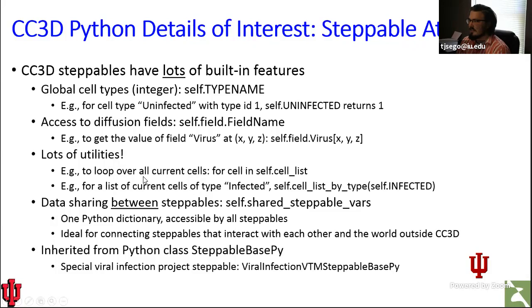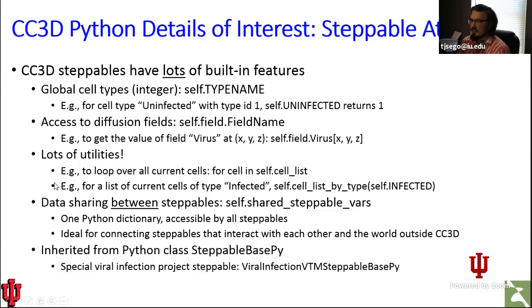There are a lot of utilities that are also defined for the steppables. We'll use a few of these today. These are well described in the Python reference manual, but just a couple of examples: to loop over all of the cells that are currently available in simulation in Python, you can just very quickly type for cell in self.cell_list. Cell list is an inventory of all of the current cells in simulation.